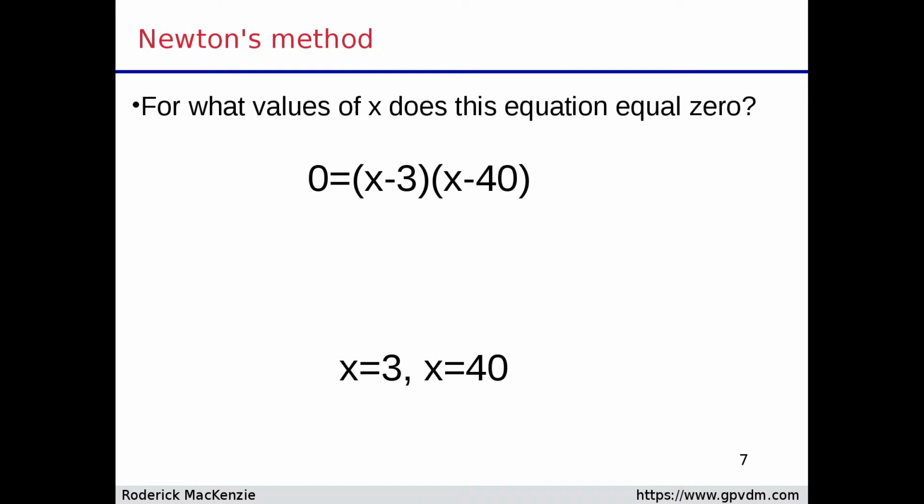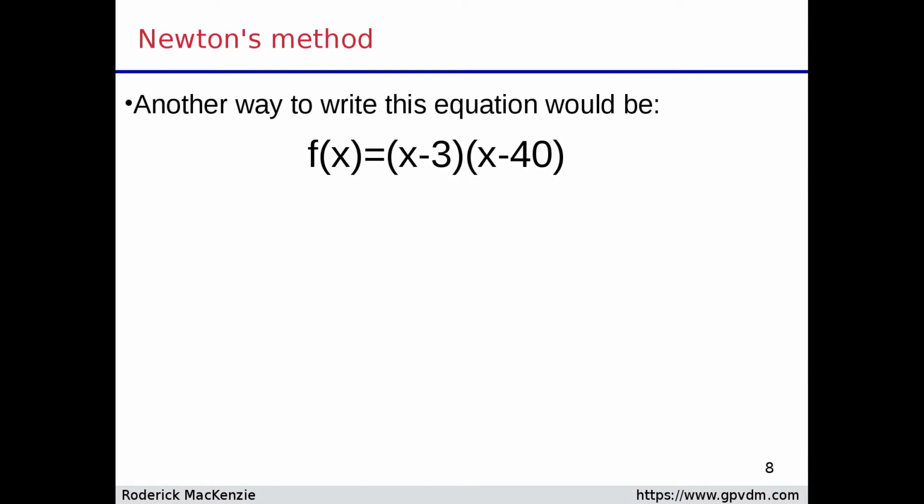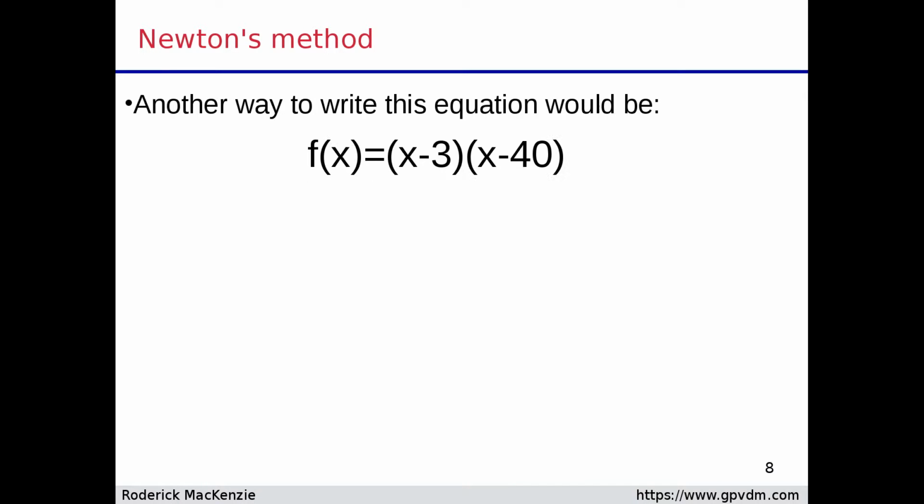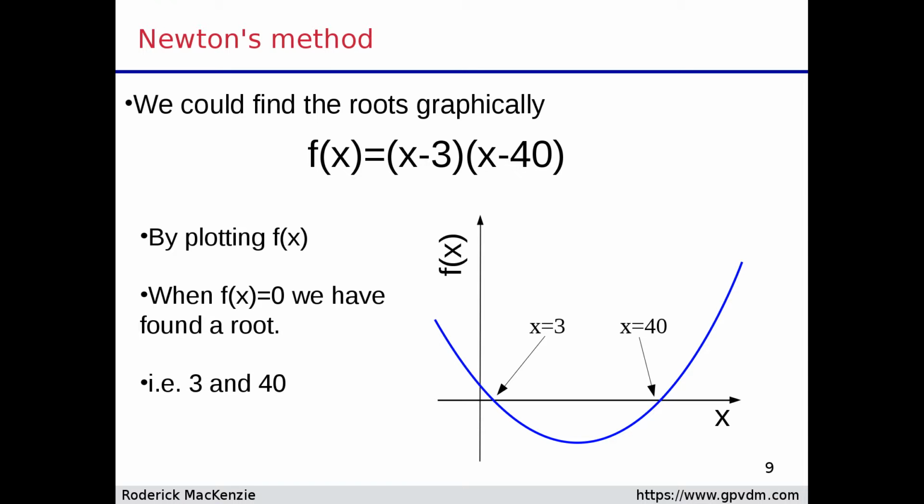So there we go, plus 3 and plus 40. Now, another way to look at this problem is to say, rather than having this equation equal to 0, let's say f of x equals x minus 3 times x minus 40. And what we can do is vary x and look at f of x. So there's a graph of it.